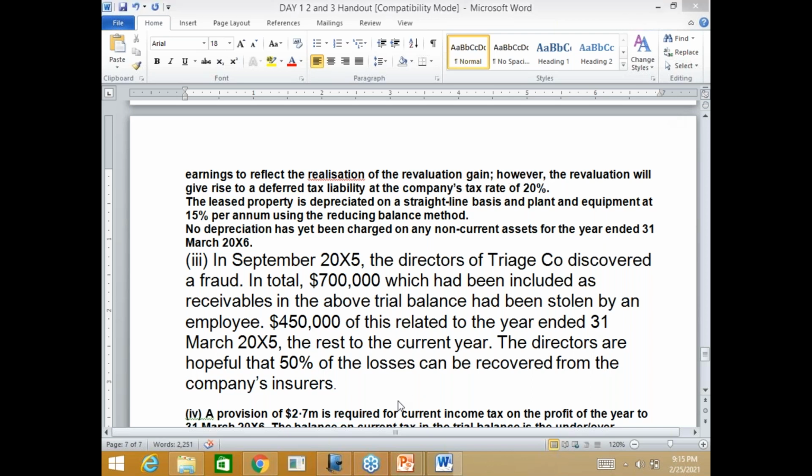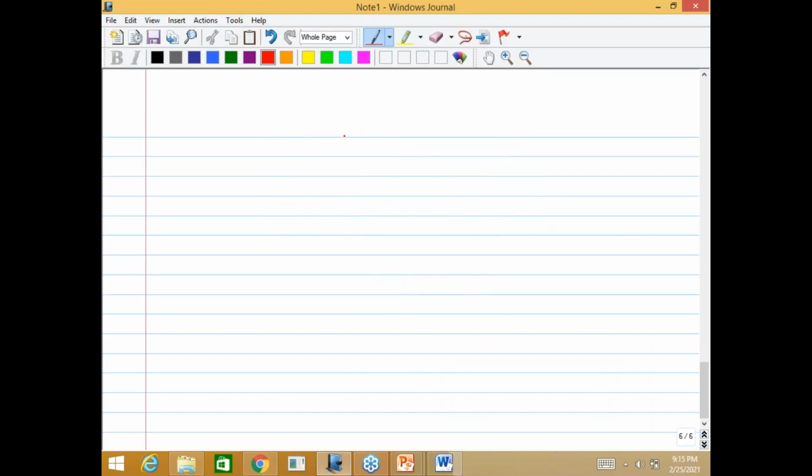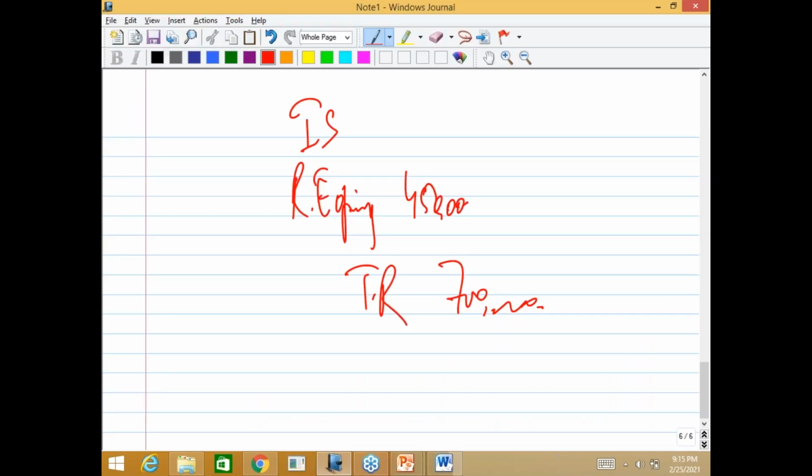In September 2005, the Triage company discovered a fraud. In total, 700,000 included in receivables in the above territory had been stolen by the employee. 450 of this relates to the year ended 31st December 2005 and the rest to the current year. So the accounting entry should be income statement debit, retained earnings opening balance debit, and trade receivables credit. The amount is 700. 450 is related to the previous year, and 250 will be recognized in the current year.